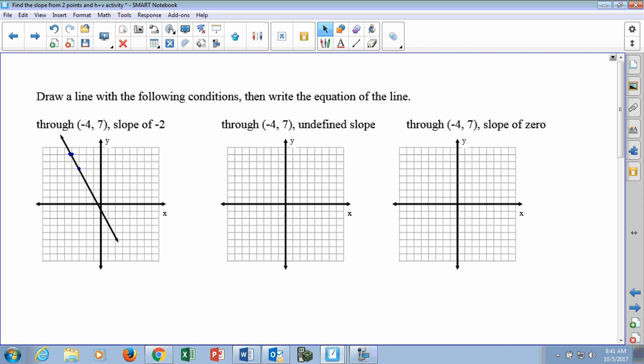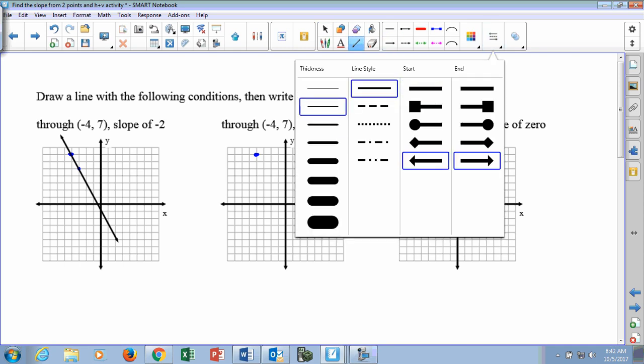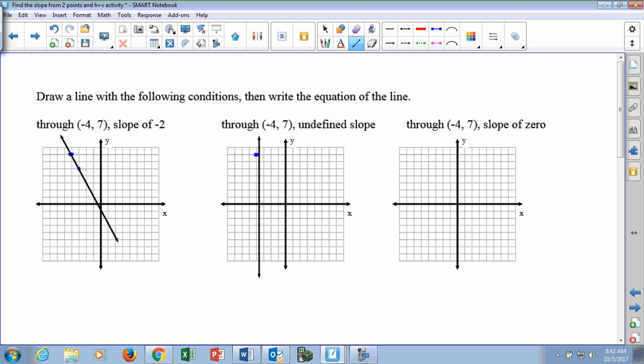All right. Now, look at the second one. We're going through the same point. So draw the same point. -4, 7. So it's up here. 1, 2. There it is. But now I want the line, the slope is undefined. What is my line going to look like? Ryan? It's a vertical line, right? Through that point. So draw a vertical line through that point, right? Oh, let me slide it over. And right there.